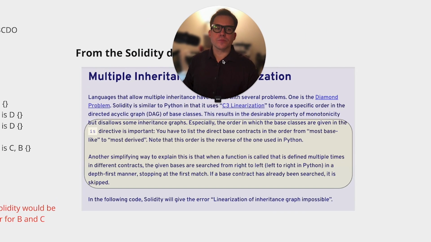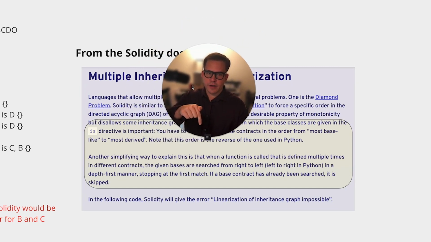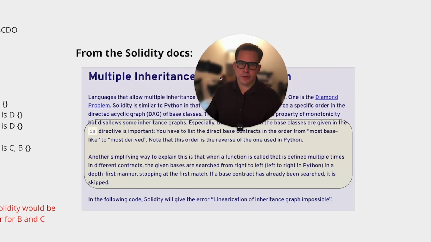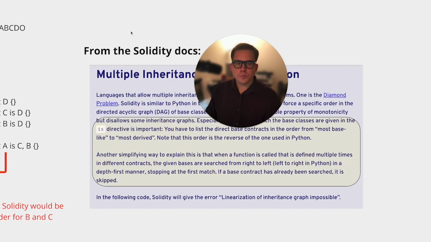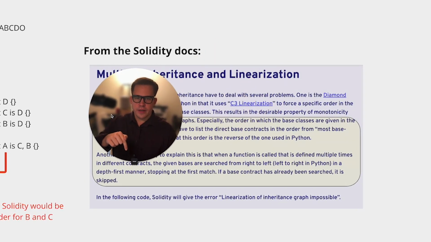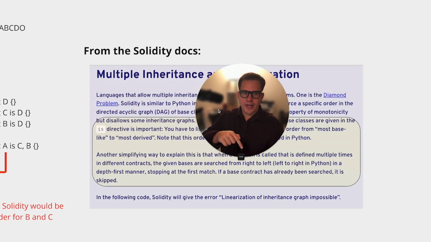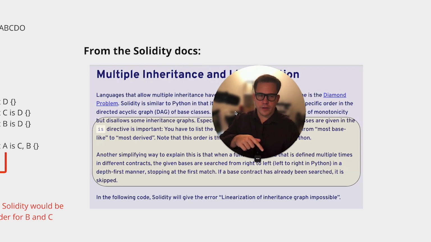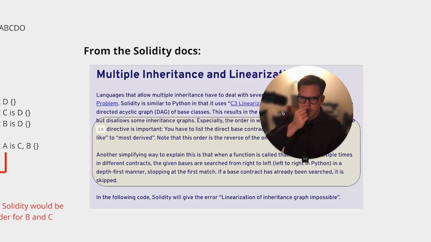It says, especially the order in which the base classes are given in the is directive is important. You have to list the direct base contracts in the order from most base-like to most derived. Okay? Note that this order is the reverse of the one used in Python. That's the important thing. It is reversed compared to the one used in Python. So, that's just what it is. So you can see here that the given bases are searched from right to left in Solidity, and then left to right in Python, okay, in a depth first manner.